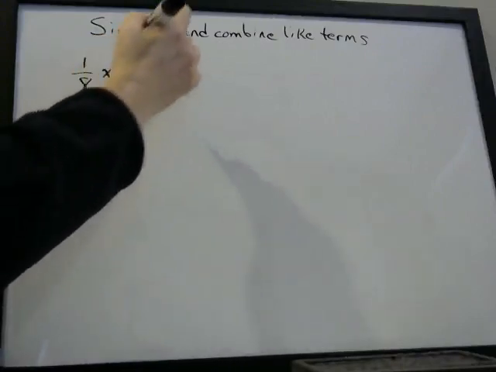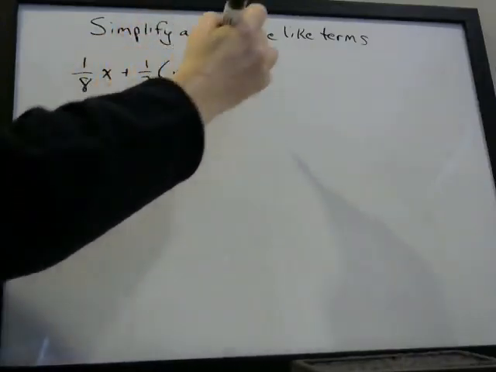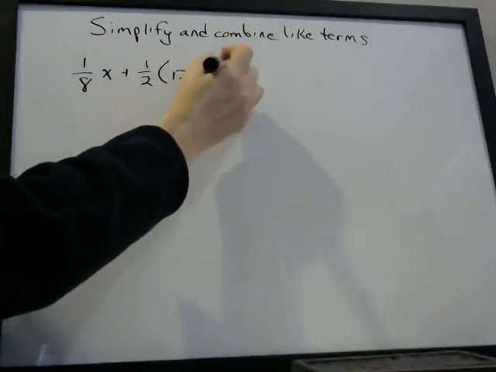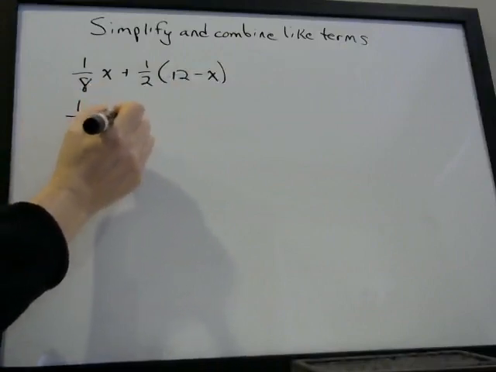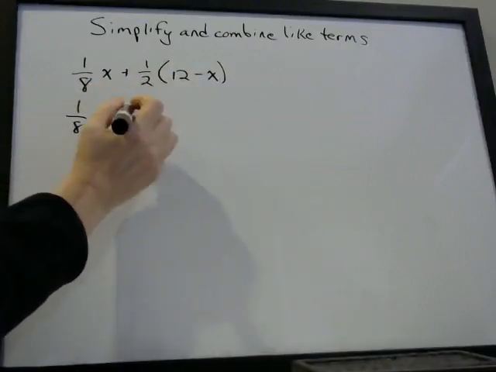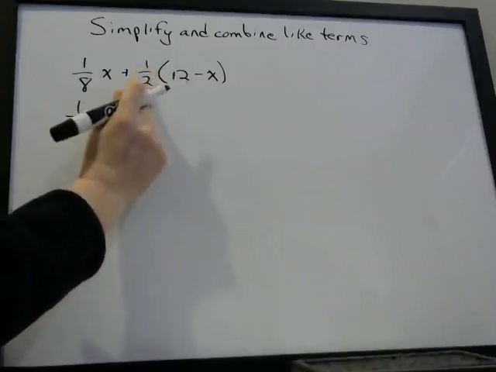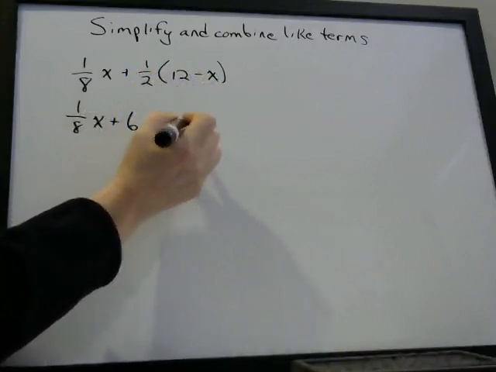One-eighth x plus 1/2 times 12 minus x. 1/8x, we're going to use the distributive property. 1/2 times 12 is the same as 12 divided by 2, which is 6. 1/2 times negative x is negative 1/2 x.